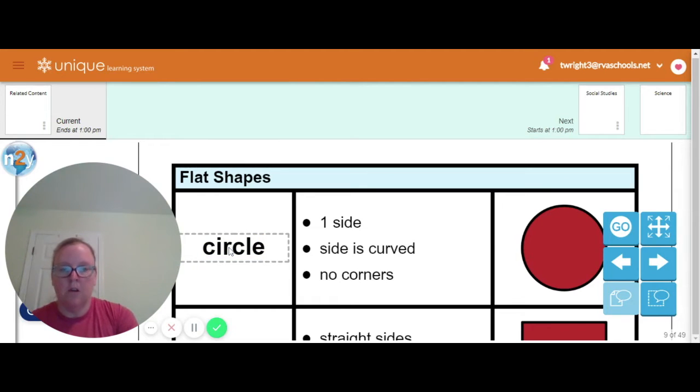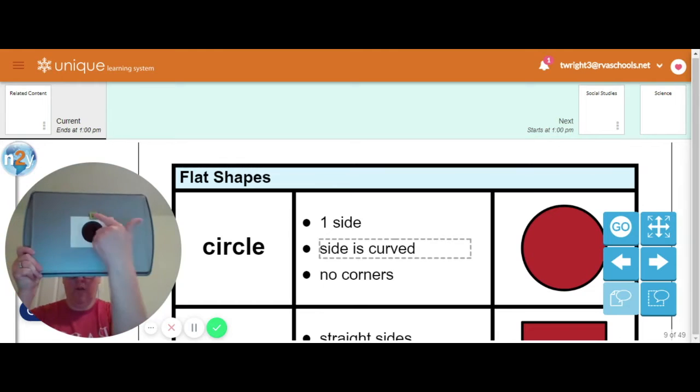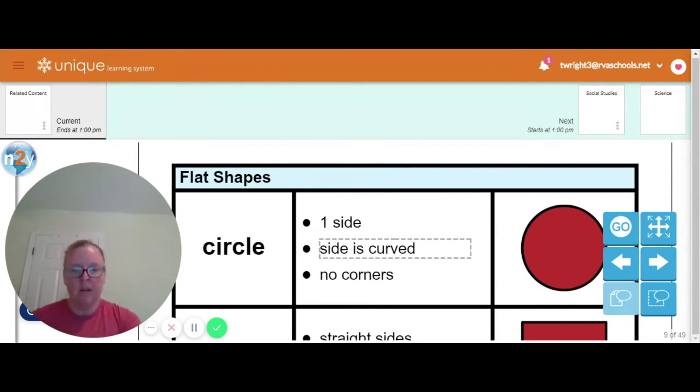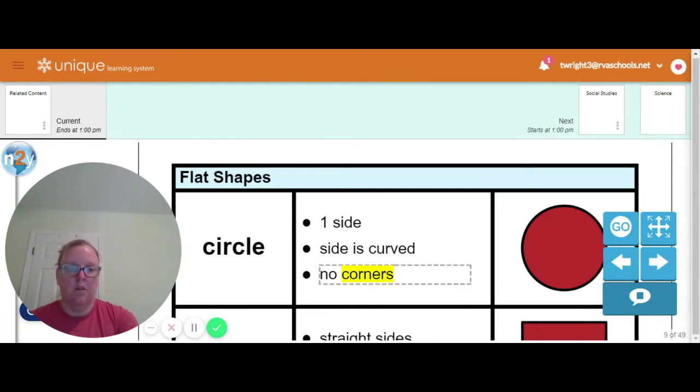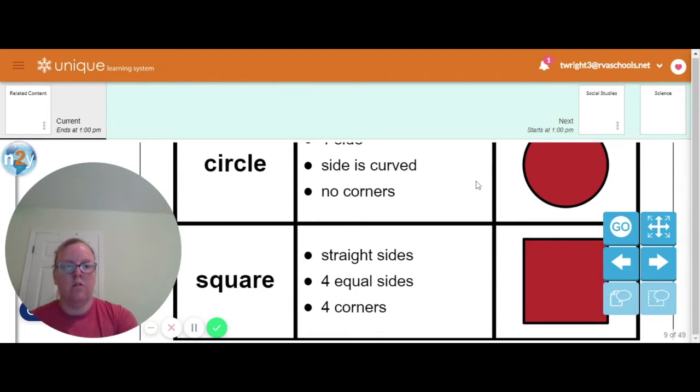Circle. Circle has one side. One side. The side is curved. See how it's curved and it goes around and around and around? And it has no corners. No corners. It's just around and around and around. Okay. Then we have our square.